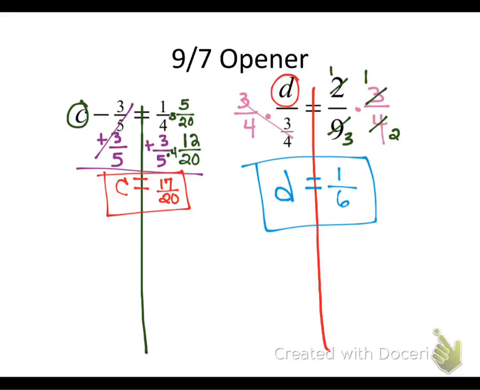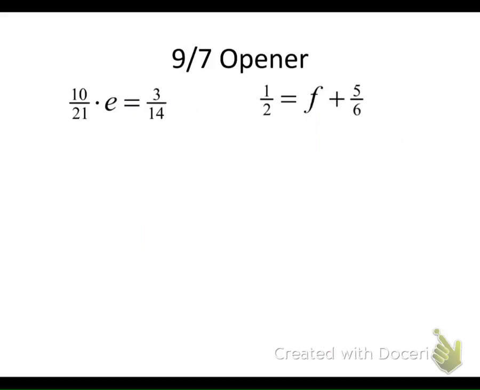Make sure you have all the work shown. You don't have to show the green, but every other part you need to make sure you're showing. Box your answers. You all got them? All right, let's take a look at the last two.